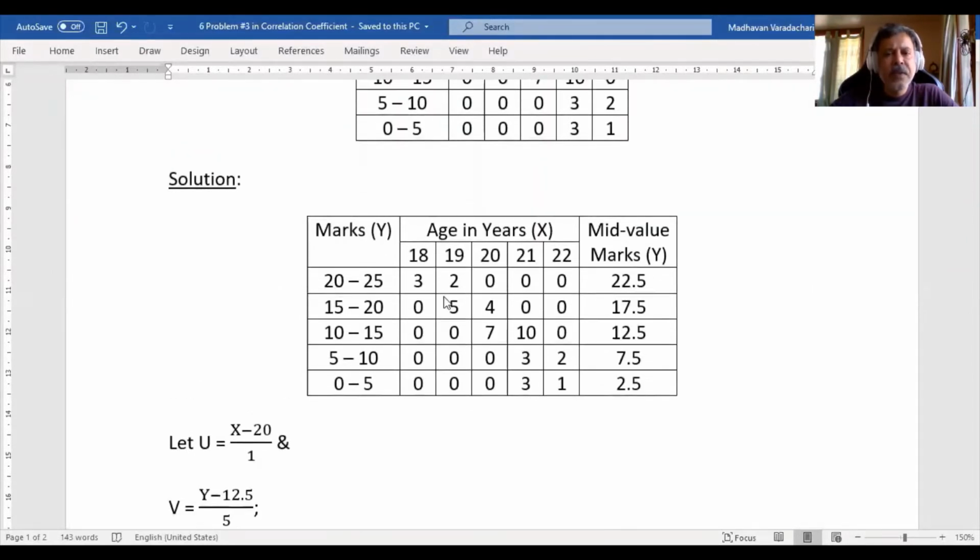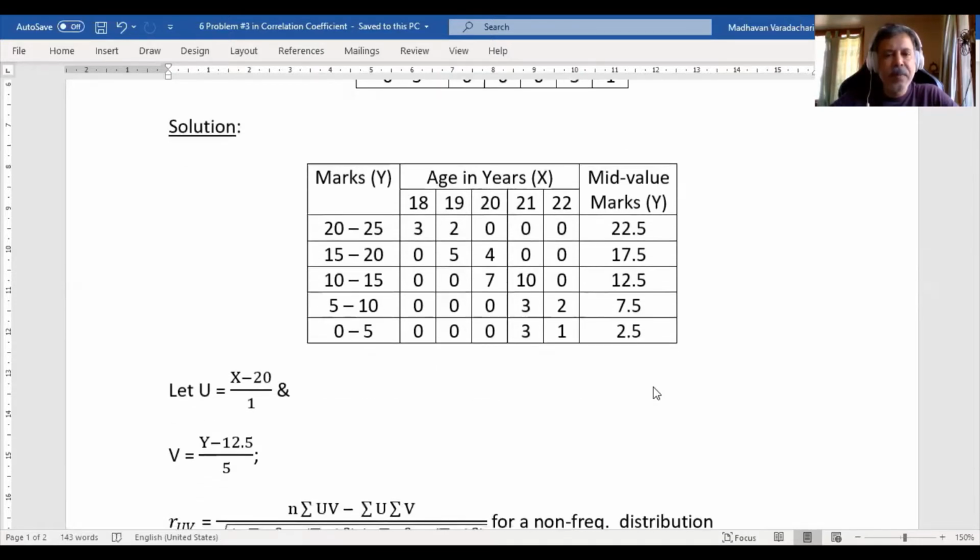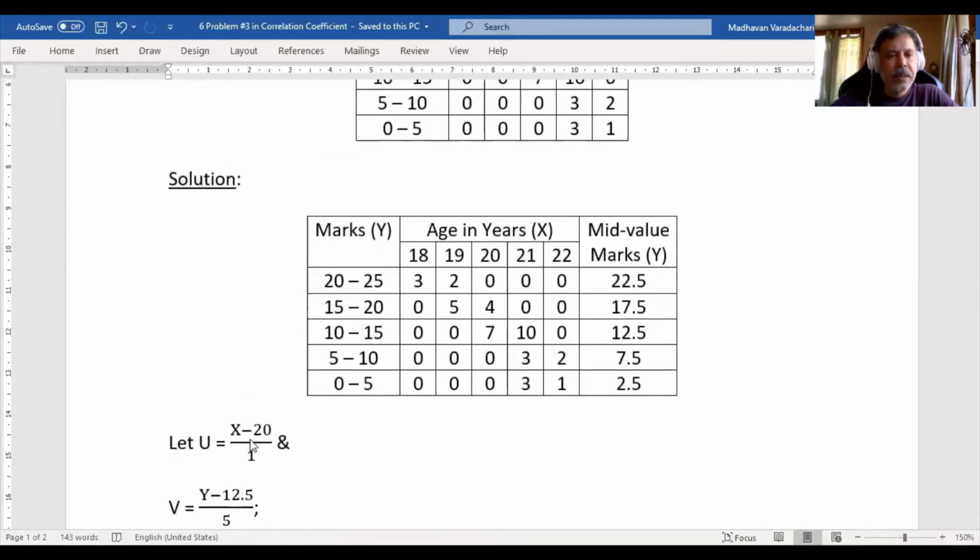First of all, since the data is of 2 digits, if you look into 18, 19, 20, 21, 22, it is in 2 digits, and the mid value is also in 2 digits. So we will first simplify it by doing a conversion. Let u equal to x minus 20. So I'm considering that as origin. And if I do that, immediately it will convert into a single digit. So I'm dividing it by 1 only.